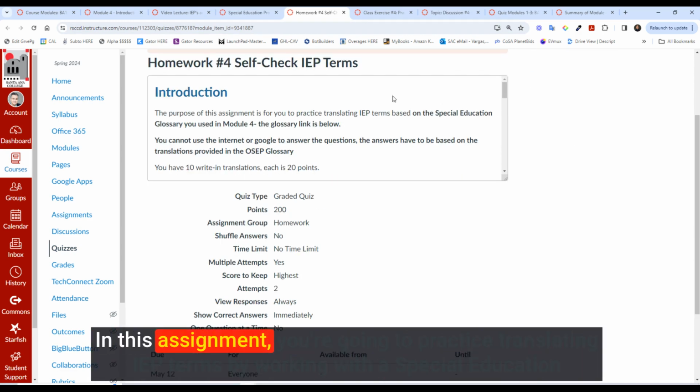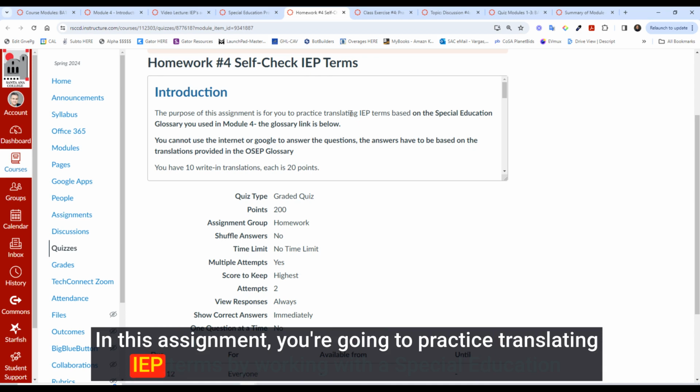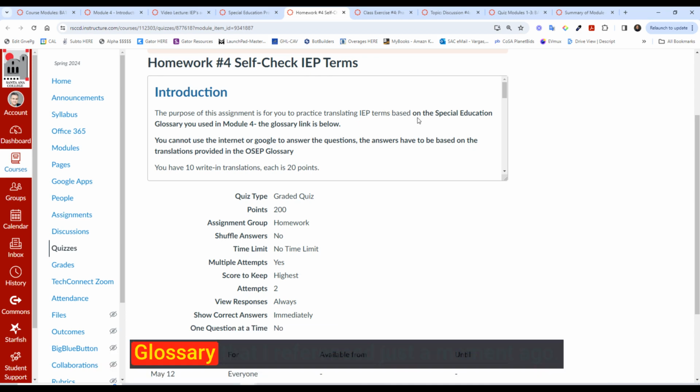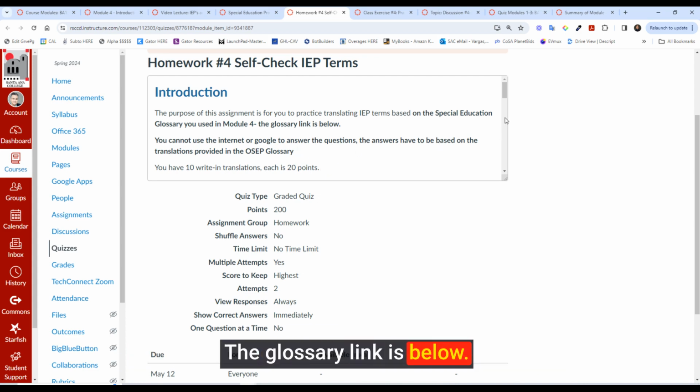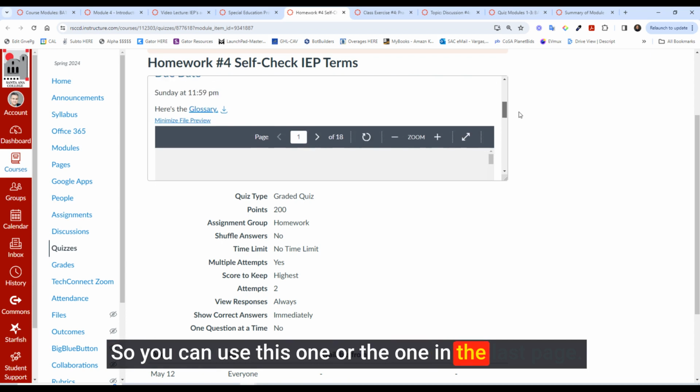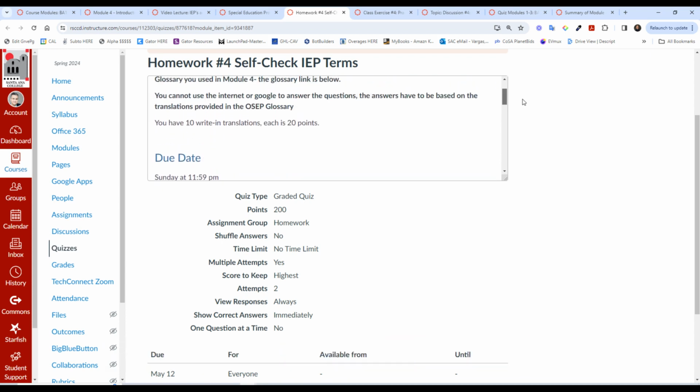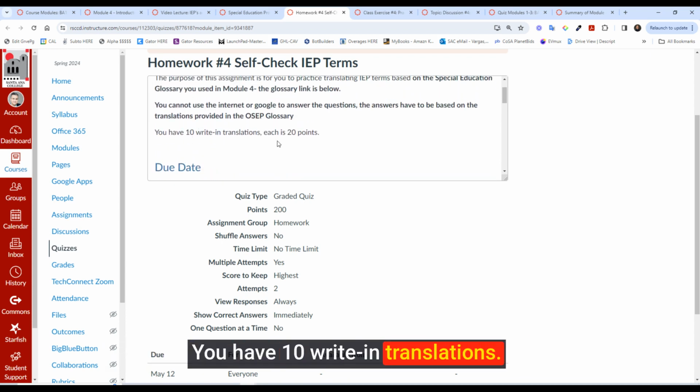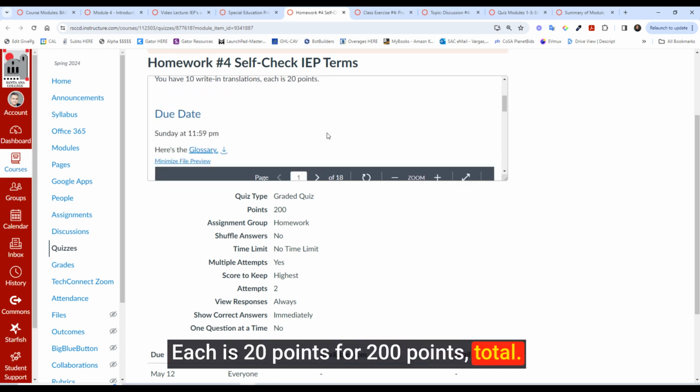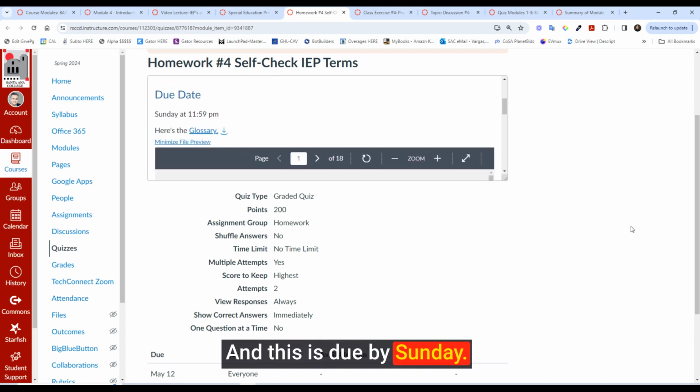In this assignment, you're going to practice translating IEP terms by working with a special education glossary that I referenced just a moment ago. The glossary link is below, so you can use this one or the one on the last page. It's up to you. You have 10 write-in translations. Each is 20 points for 200 points total, and this is due by Sunday.